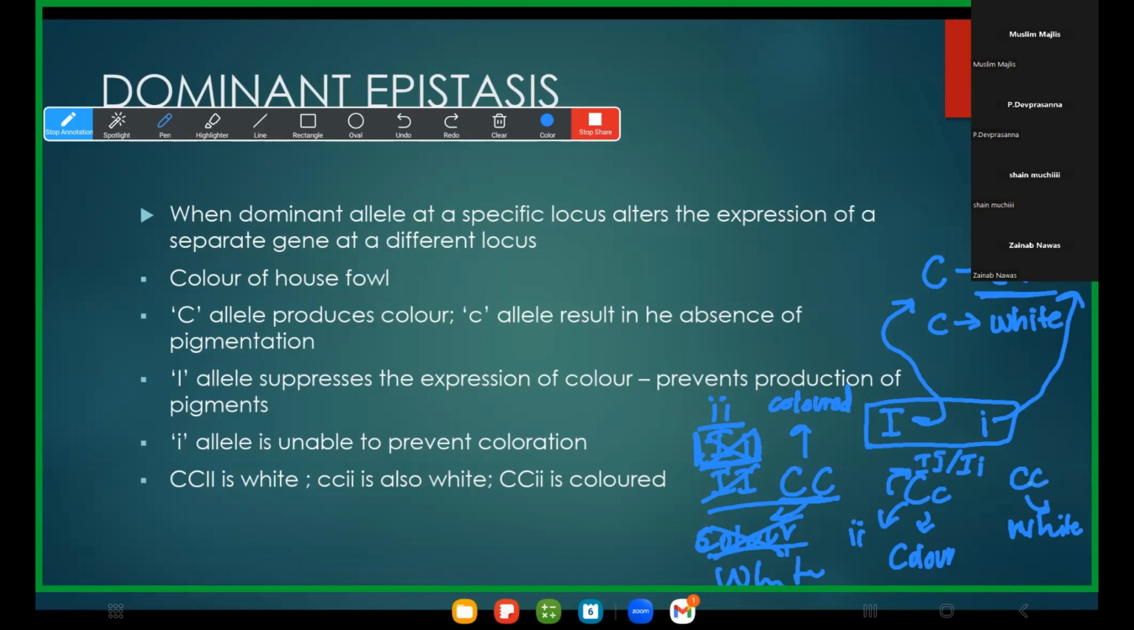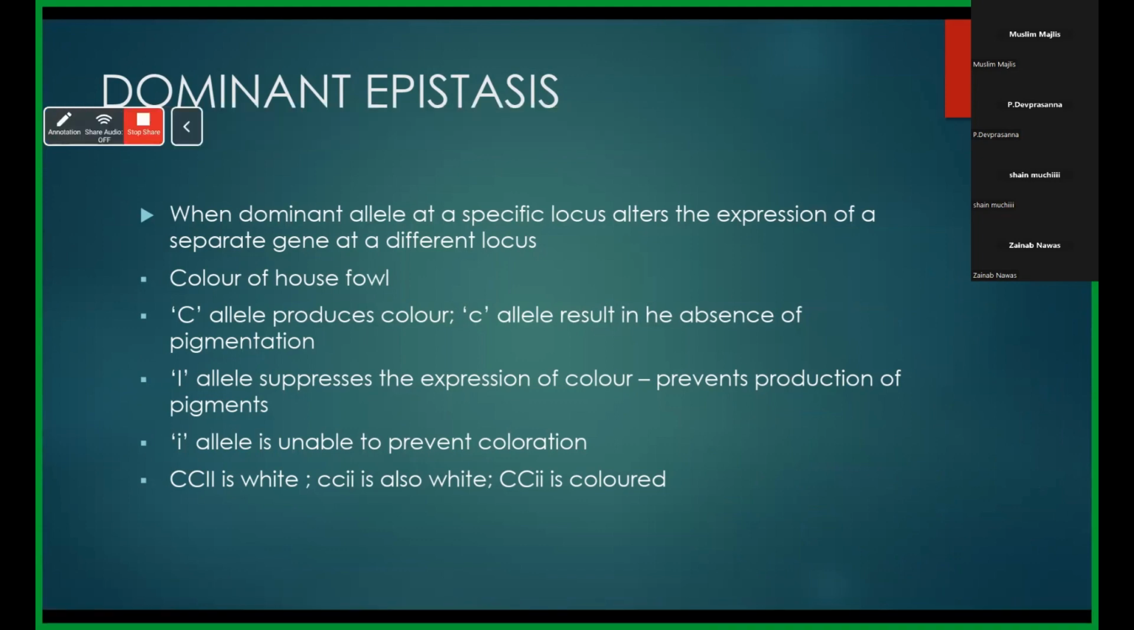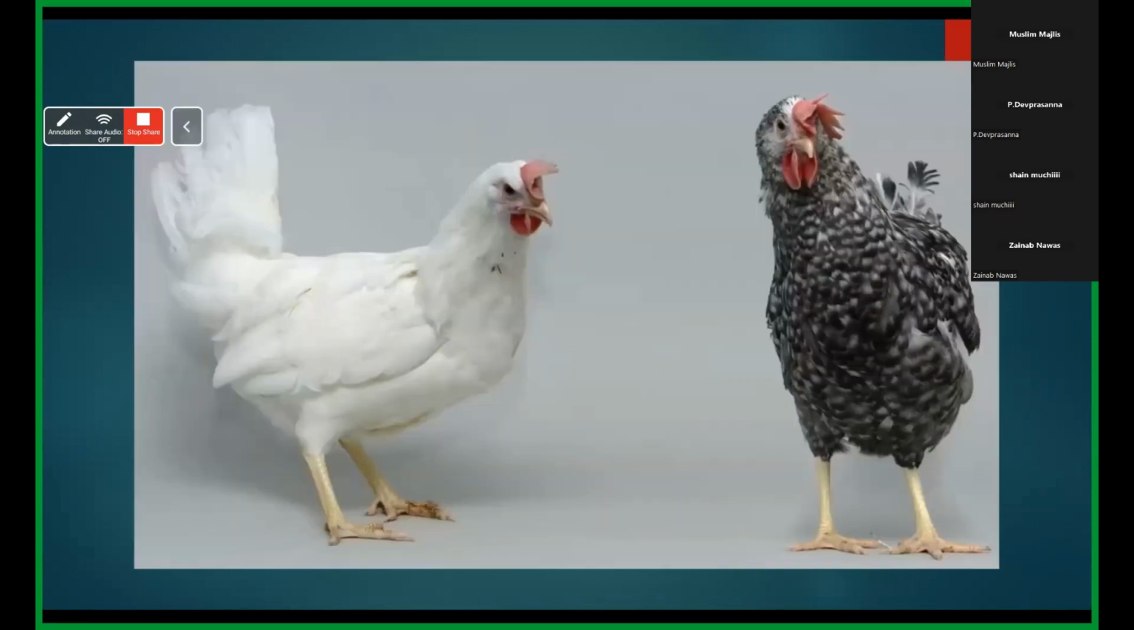And then when we consider simple C, regardless of whatever genotype we have for capital I or simple I, it would still be white color. Why? Because this gene here is in its recessive form. So when a dominant allele at a specific locus alters the expression of a separate gene at a different locus, it's known as dominant epistasis. So this is showing the two colors. This is the colored fowl, and this is the white color fowl.